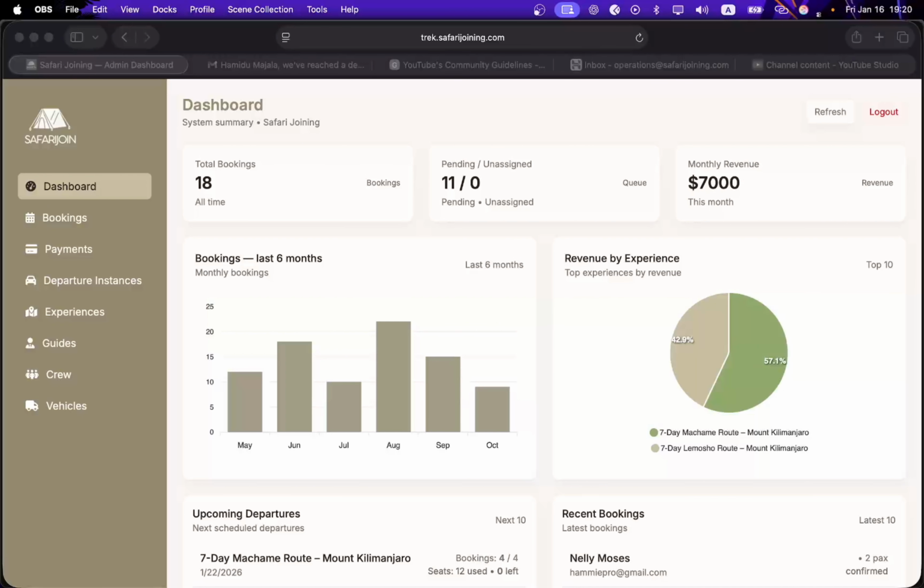In many tour operations, planning trips relies on spreadsheets, messages, and memory. Bookings are confirmed, but it's not always clear who is assigned, who is available, or what overlaps with what. So this often leads to mistakes. Guides get double booked, crew members are assigned to overlapping trips, operations teams spend time fixing problems instead of planning ahead.